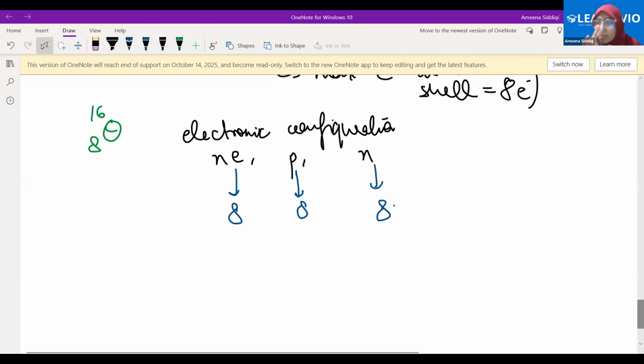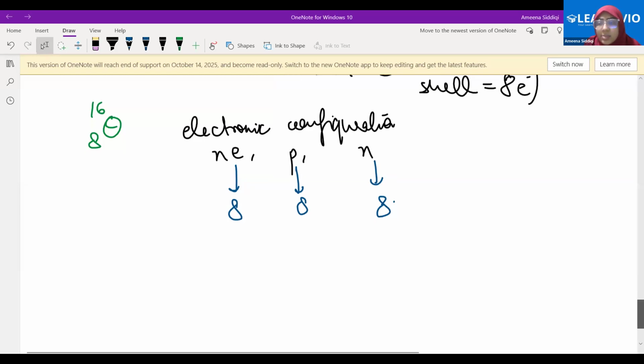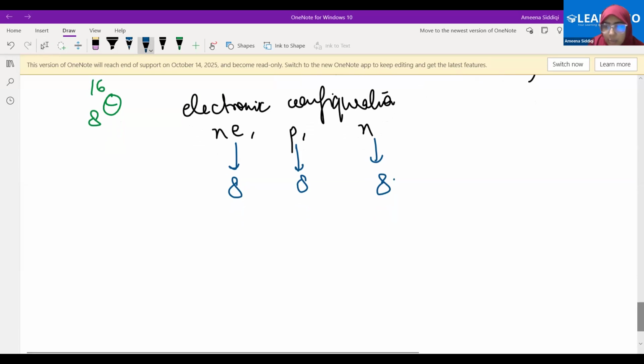Now, what is our main concern? Whatever number of protons and neutrons we have, they will be present in the same one nucleus at the center of the atom. What is our concern? The arrangement of electrons, right? So how many electrons do we have? 8 electrons. Out of these 8 electrons, 2 of them will be present in the first shell, yes or no? Yes, ma'am. So we put 2 in the first shell. How many electrons are we still left with?